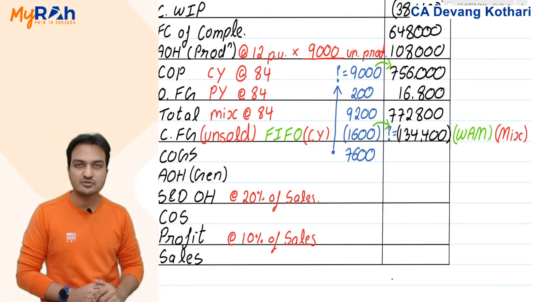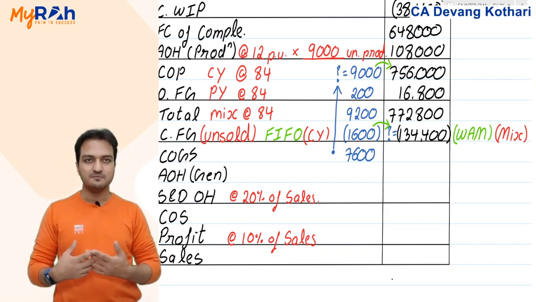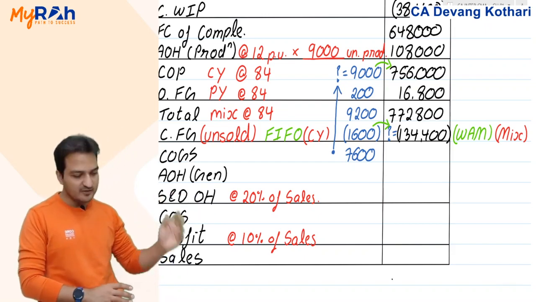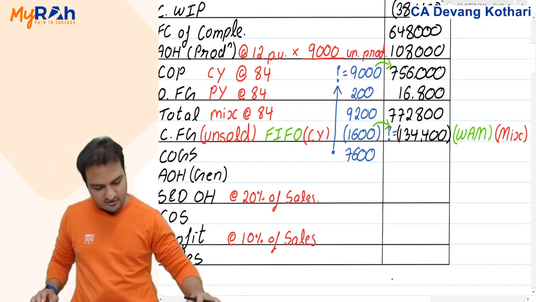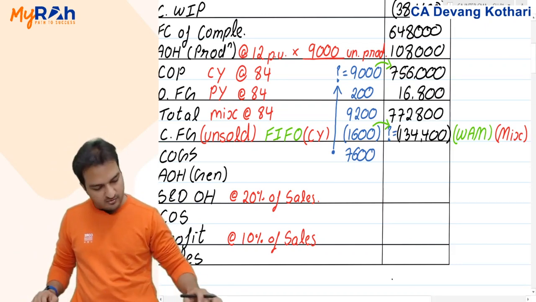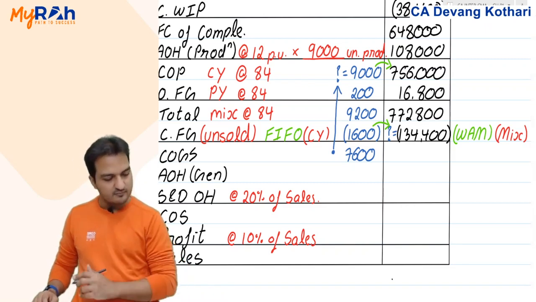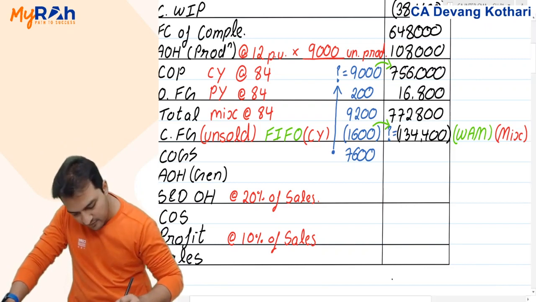So here in this question, they have not mentioned which method they need you to follow. You can take an assumption, but in this question, you don't even need an assumption, because no matter which method you follow, it is still giving the same answer. Anyway, so going further, now COGS, 772,800 is my total, minus 134,400 gives me COGS as 638,400.